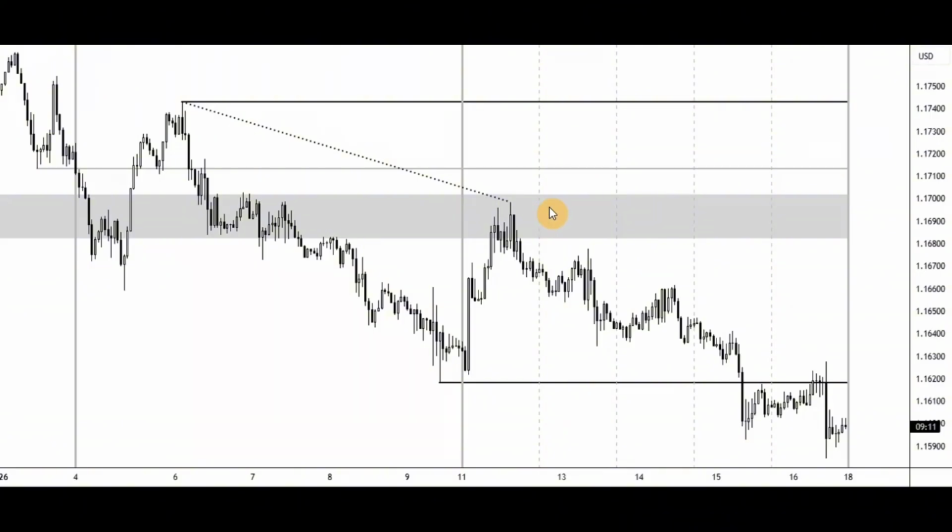So I add vertical lines to separate the days of the week. So we have Monday, we have Tuesday, we have Wednesday, we have Thursday, we have Friday.